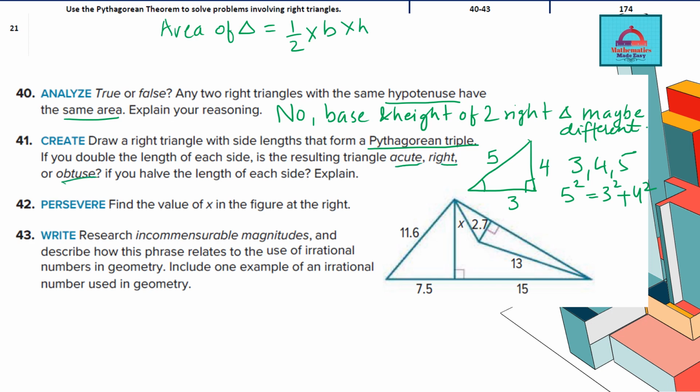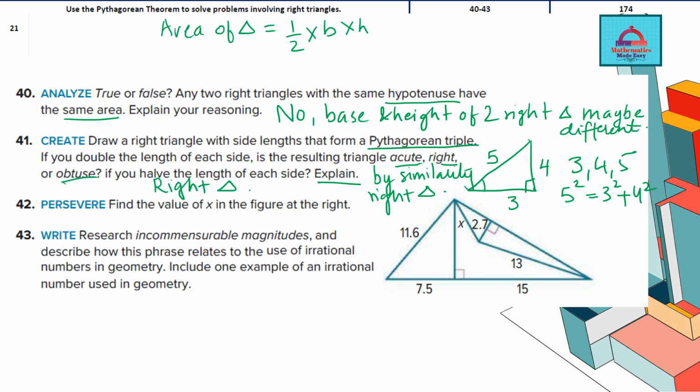If you double the length of each side, is the resulting triangle acute, right, or obtuse? If you half the length of each side, what will happen? Explain. Now see, even if you are doubling or even if you are halving, will the shape of the right triangle change? Think about it. No, it will remain a right triangle. So by similarity, it is still going to be a right triangle. Will it become acute or obtuse? Not at all. So it will still remain a right triangle. So that's the answer for this.